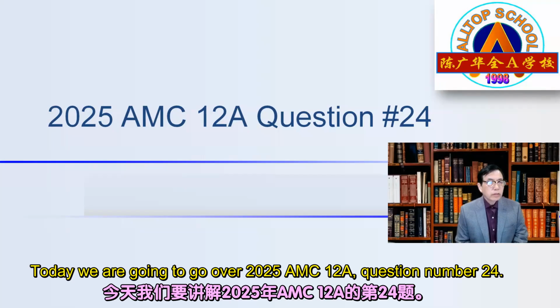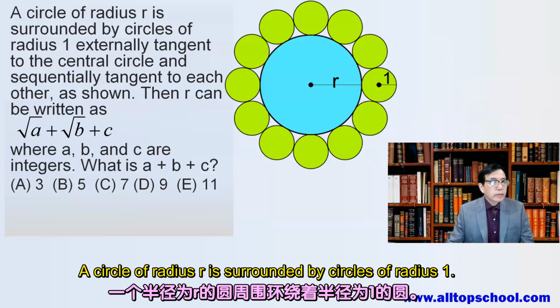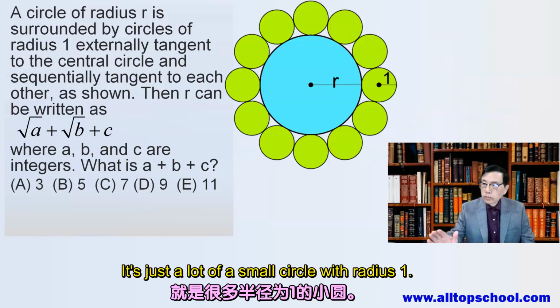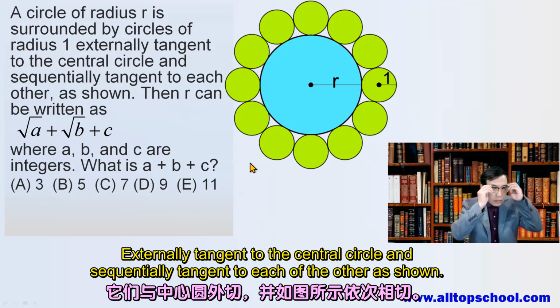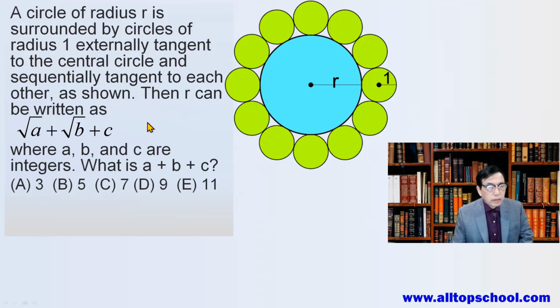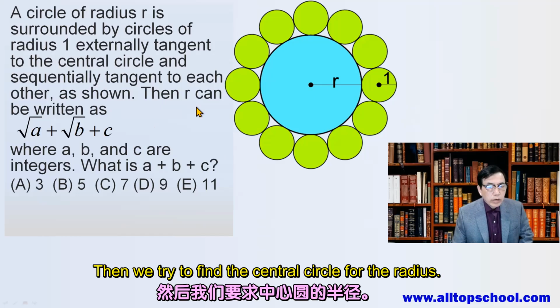Today we're going to go over 2025 AMC 12A question number 24. A circle of radius r is surrounded by circles of radius 1, just a lot of small circles with radius 1, externally tangent to the central circle and sequentially tangent to each other, as shown. Then we try to find the radius of the central circle.